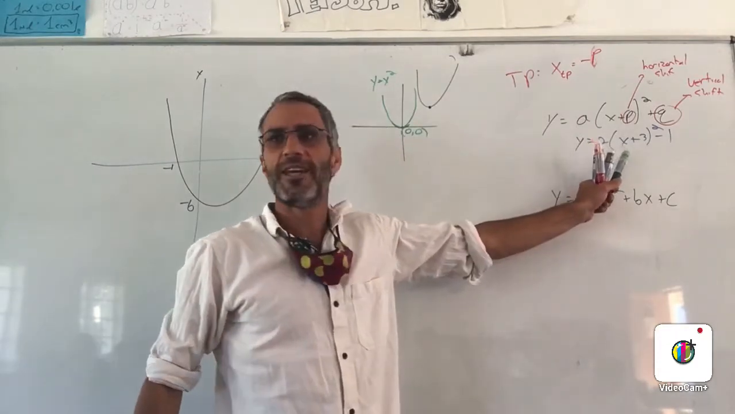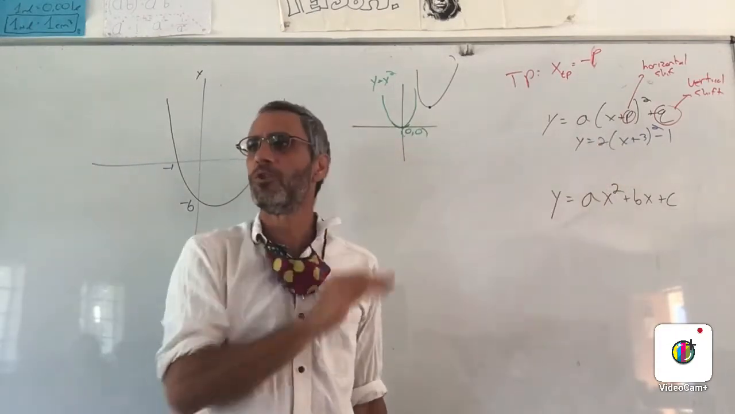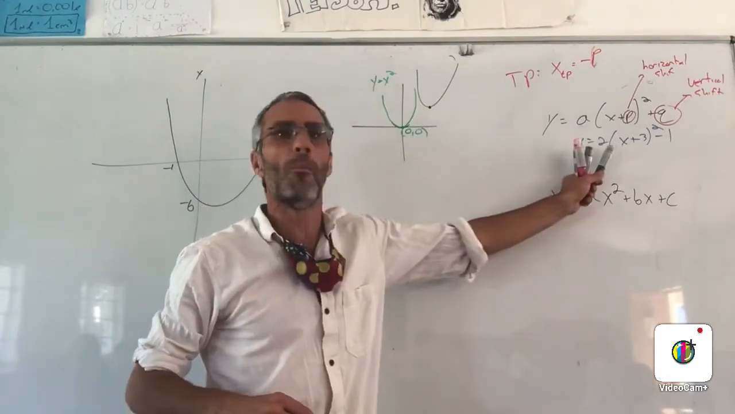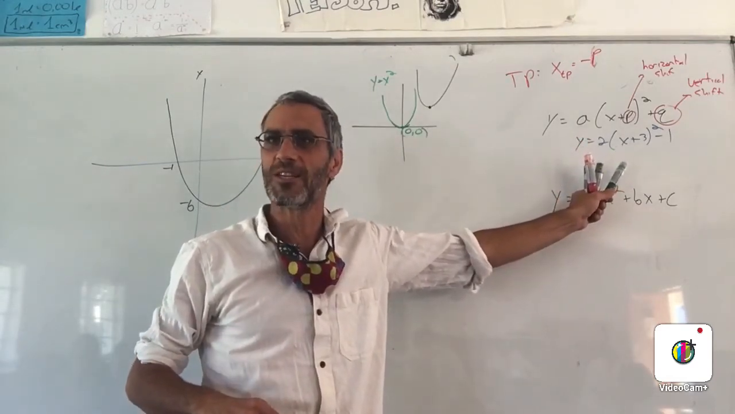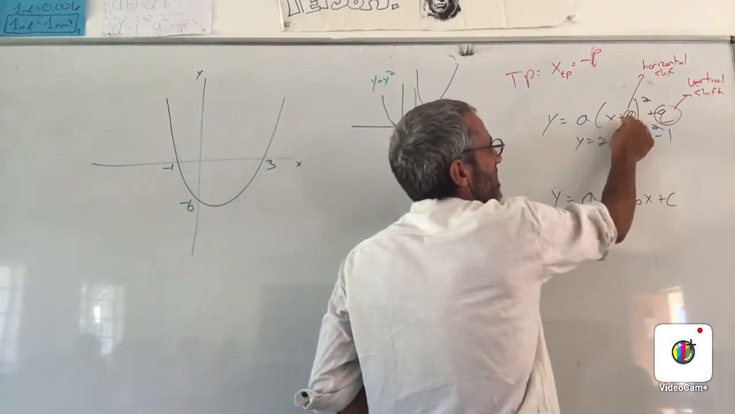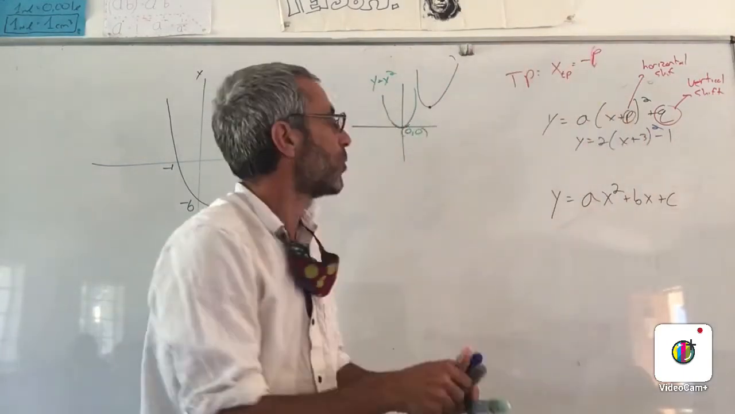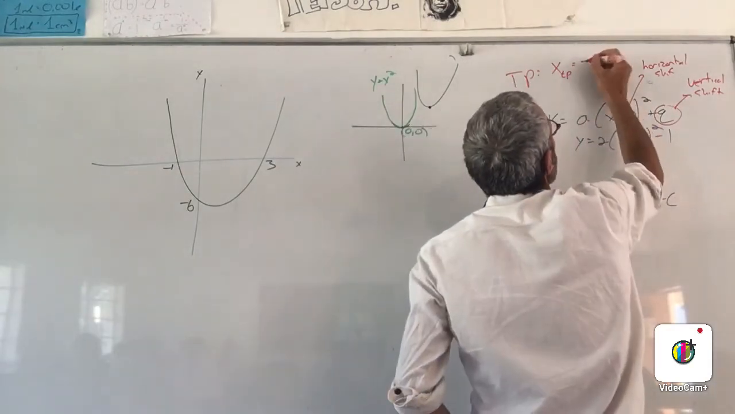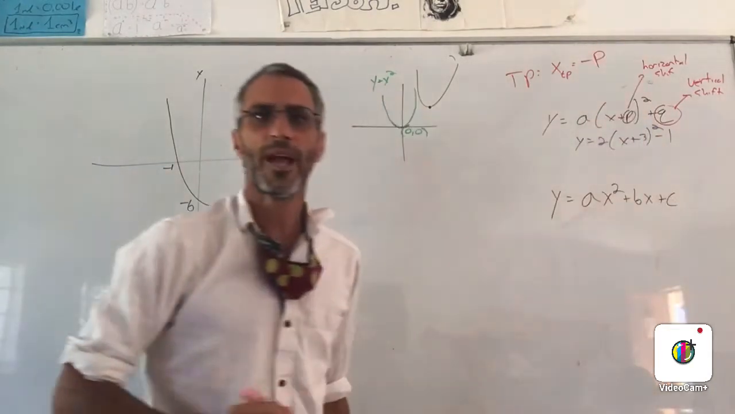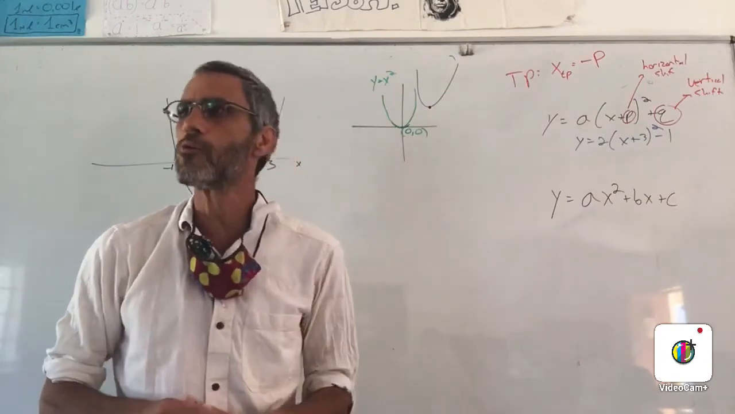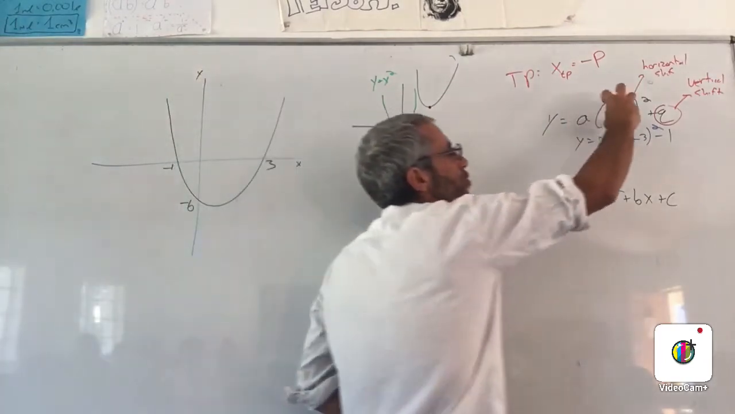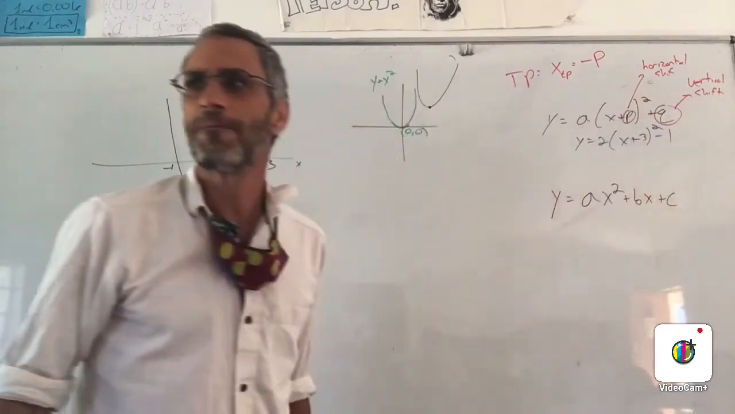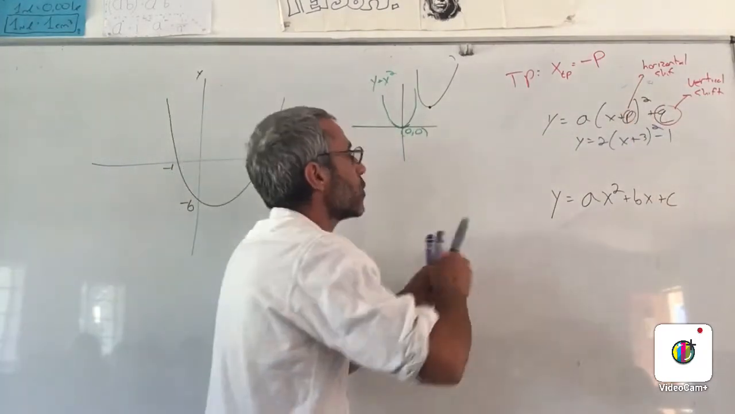How much did we move it to the left? 3. We move it 3 to the left. In other words, x is equal to minus 3. The turning point is at x equals minus 3. Whenever this thing is 0, that's where you get the turning point. So the x coordinate of the turning point is minus p. This is something worthwhile remembering. The turning point will occur here when this thing is 0. I'll answer the question in a bit.